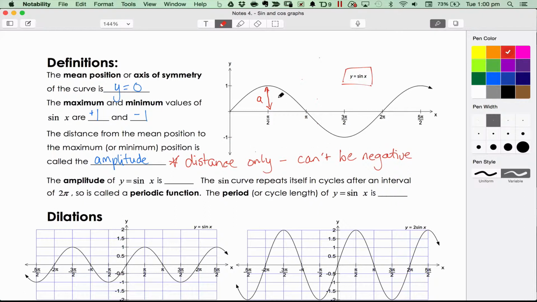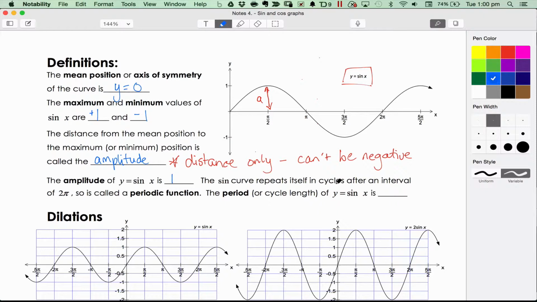Amplitude is never negative because it's just a distance from here to here. Even if it's below the axis, whatever the distance is, it's 1. The distance is called the amplitude. The amplitude of y equals sine x, so this graph we've got here, is 1.